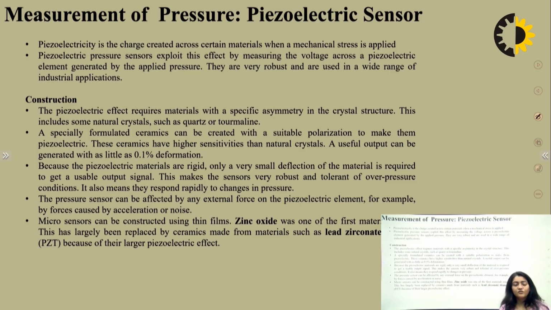Zinc oxide was one of the first materials used. This has largely been replaced by ceramics made from materials such as zirconate and titanate because of their larger piezoelectric effect.